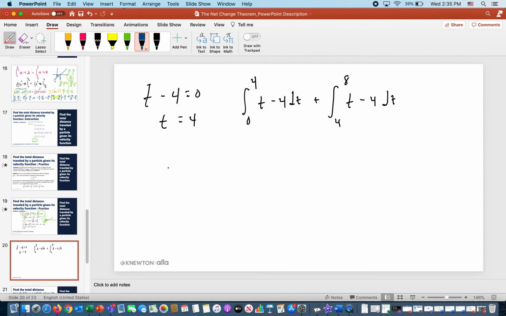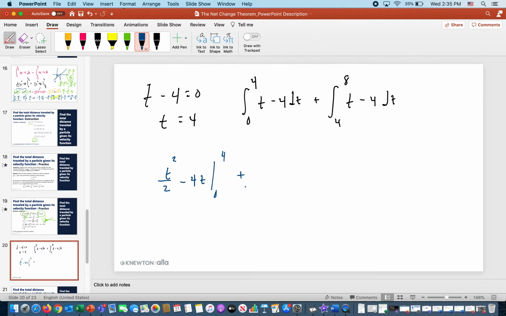So if I take the antiderivative, I get t squared over 2 minus 4t, and we're evaluating that from 0 to 4. And then we're going to take t squared over 2 minus 4t and evaluate that from 4 to 8. Again, this is the part that's going to be under the x-axis, so I'm going to put that absolute value there. In other words, I got to make sure that I make that negative value positive. So now it's just a matter of plugging 4 and 0 in. So this is 16 over 2 minus 8, right? We're taking the absolute value of that. 16 over 2 minus 16.